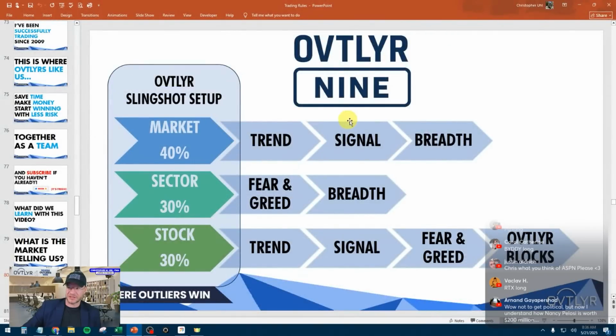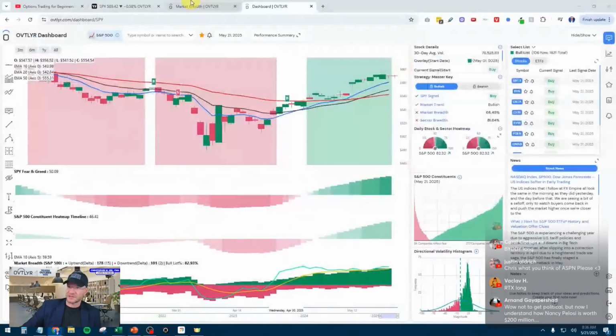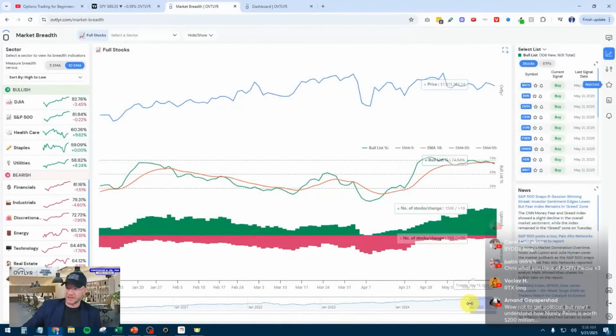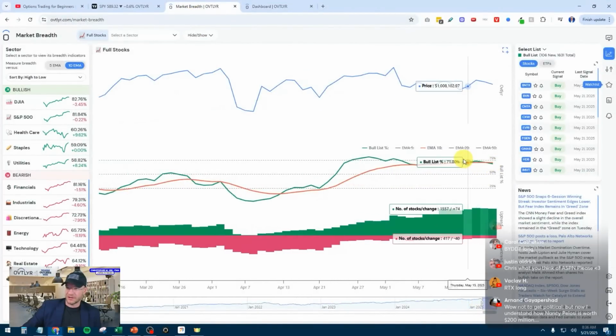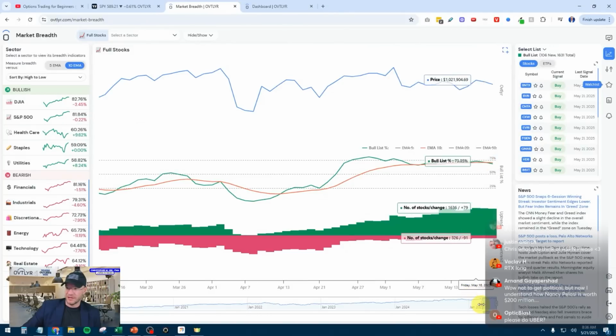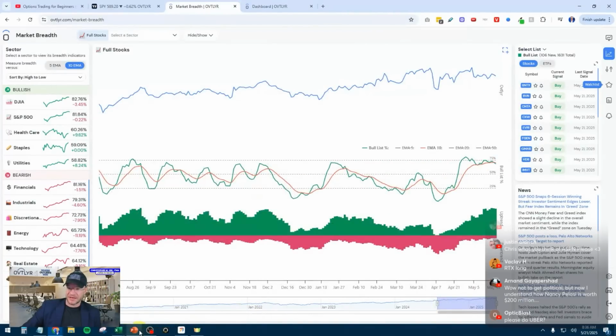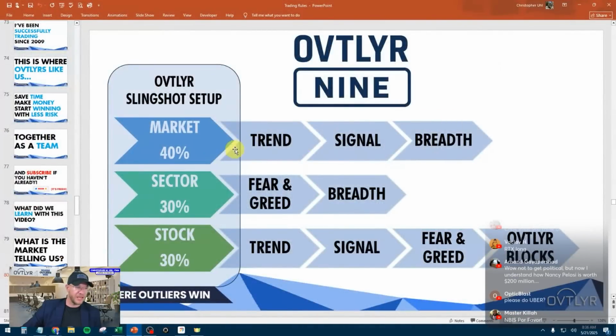The trend is bullish, the signal is bullish, and breadth, this is what we talked about earlier, actually has finally crossed down on the full stocks. That's what I look at. The market breadth has crossed down. Now, that means that of the Outlier 9, we can't have a perfect score because this would be bullish, this would be bullish, this would be bearish. Now, let's look at a couple.